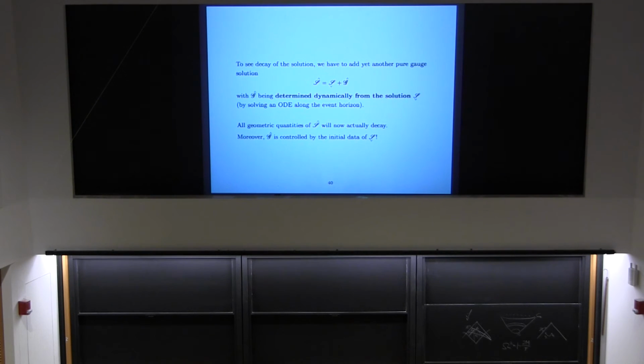Okay, so the crucial point is that you have to add another pure gauge solution, and this pure gauge solution is determined dynamically from the evolution, and you can't guess what it is just on the basis of initial data. And this was the reason why there was an obstruction that you can only show boundedness for some of the quantities, because you're actually not converging. So S with the roof downstairs doesn't converge to 0, but converges to a pure gauge solution.